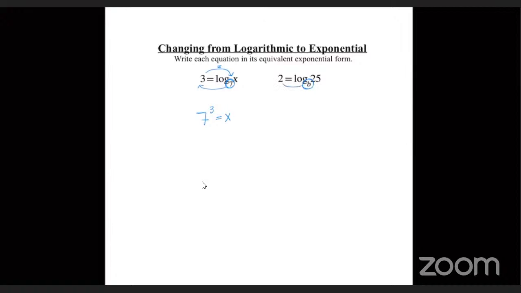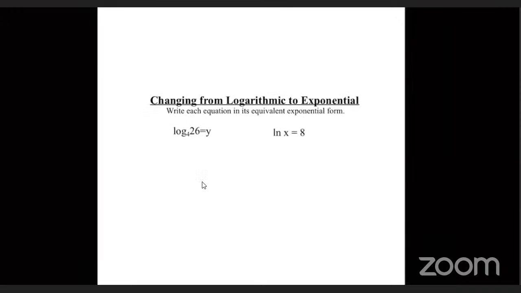So let's do that one more time here. Take our base raised to what it equals, equals what's inside. So log base b of 25 equals 2 would become exponentially b raised to the second equals 25. Continuing to change from logarithmic to exponential, I'm just seeing some other formats here. Again, whatever our base is, raised to what that logarithm equals is going to equal what's inside here. So this would be 4 raised to the y equals 26.